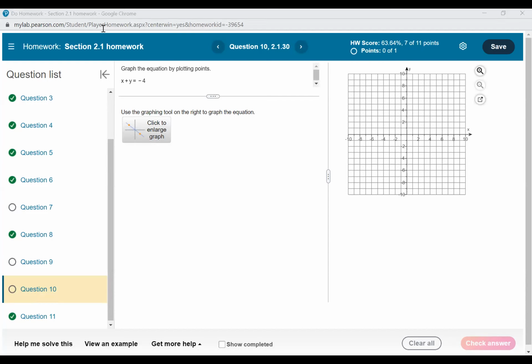And y'all, the reason I wanted to do this one is because they're out of order. You got an x plus y equals negative 4. So I'm going to go work that one first.